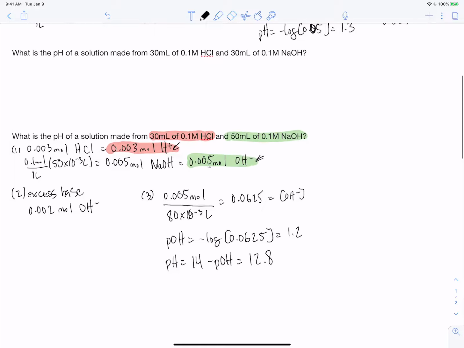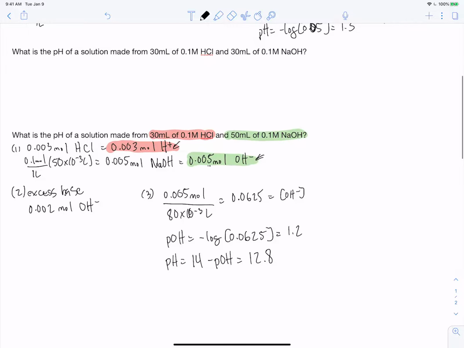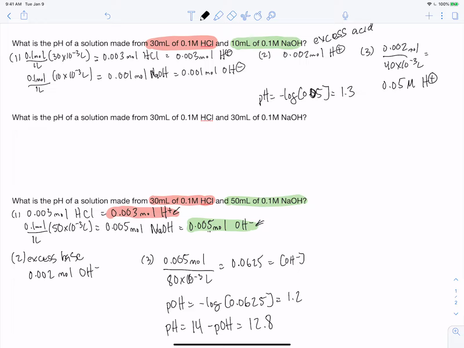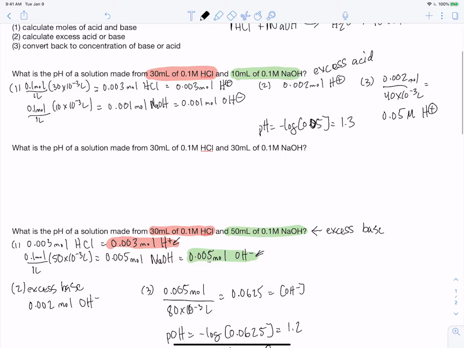So this is a general workflow for if you have excess base, which is the situation here, or excess acid, that's how you work it.